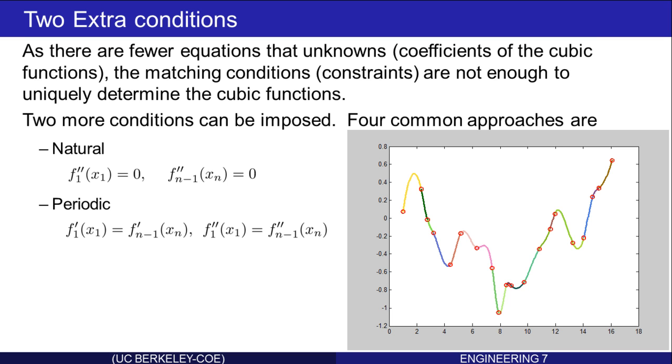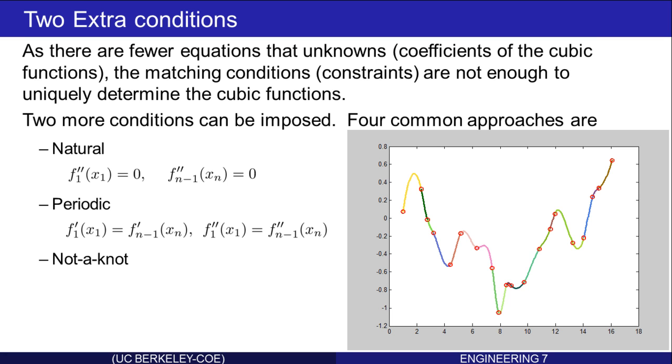Something's matching up at the left and right end, as well as the second derivatives at the left end and right end. Notice it doesn't specify what their values are. It simply specifies that they should equal each other. That again is 2 more equations. That would bring our number of equations equal to our number of unknowns. And in this case, we can solve for the polynomial coefficients uniquely.